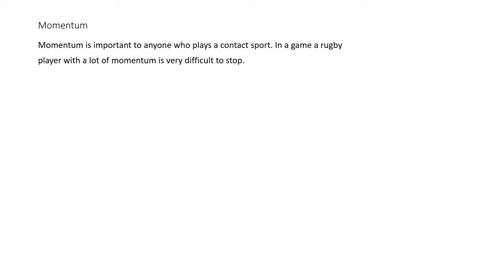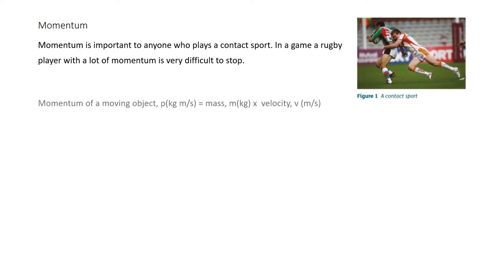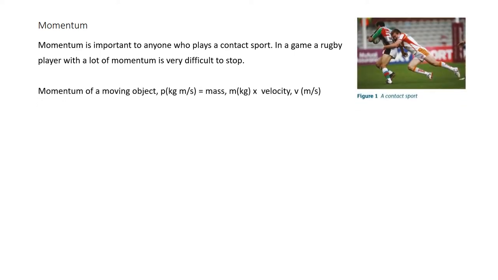So momentum, when we think about this, is the important part about when we're moving and how difficult it is to stop and potentially change direction. Okay. If you think about somebody playing rugby and they have to duck and dive and move up and down the pitch, they're going to find it really difficult to stop at certain points if they're travelling quite fast and changing direction. Okay. Momentum of a moving object is equal to mass times velocity.